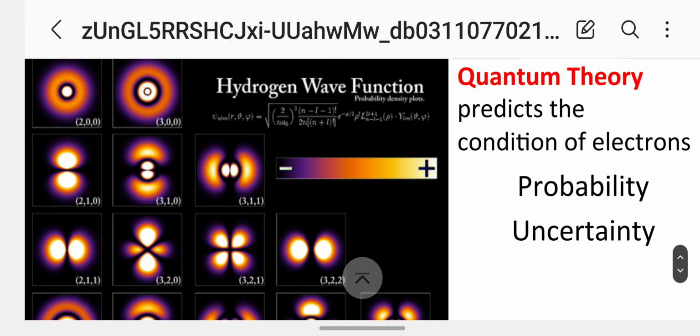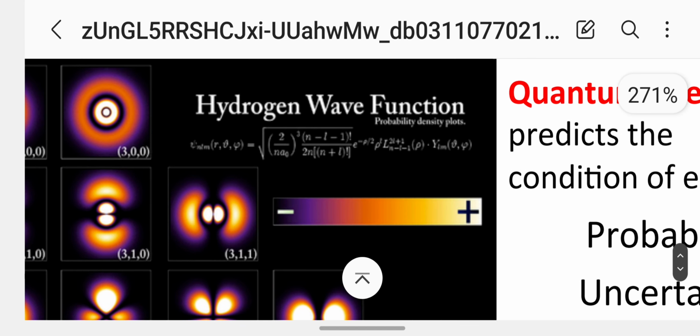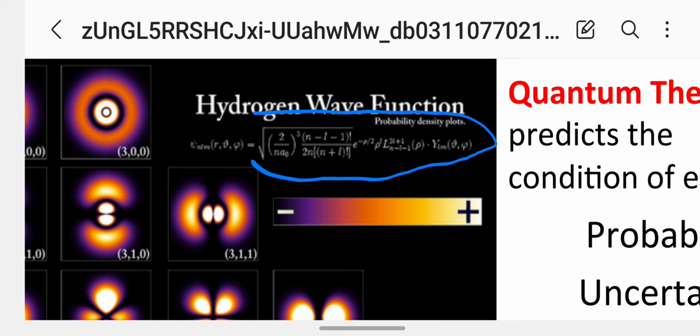So in this diagram you can see in the first image we have 200, then we have 300 hydrogen wave function. We have the proper hydrogen wave function in here, whose formula is also given. Alright, you can practice that or can comment telling me, and I'll explain it if you ask.